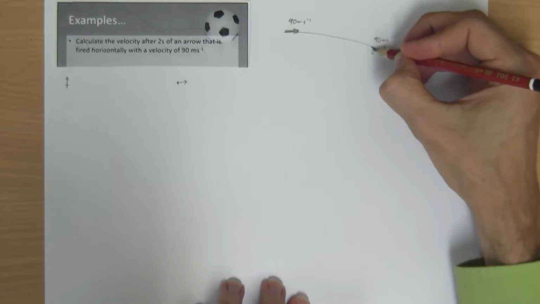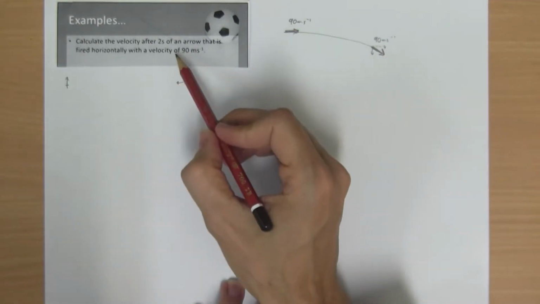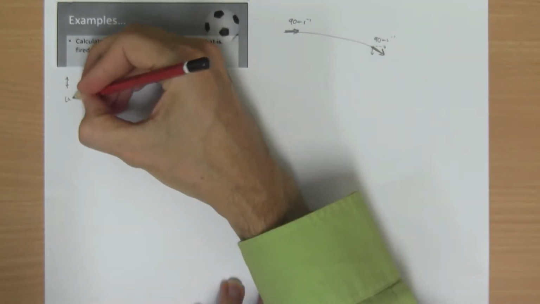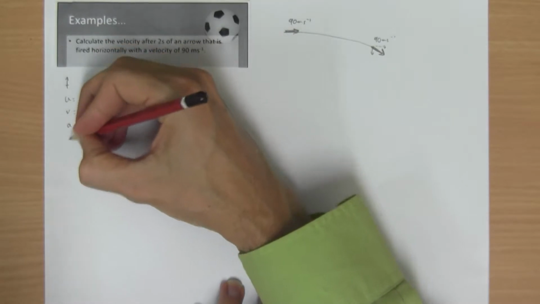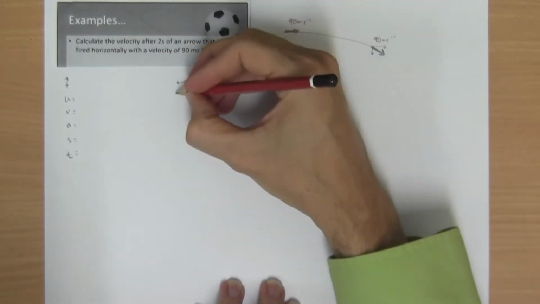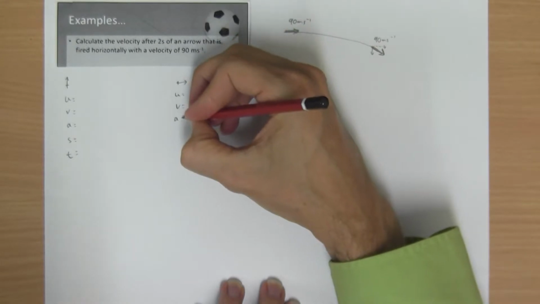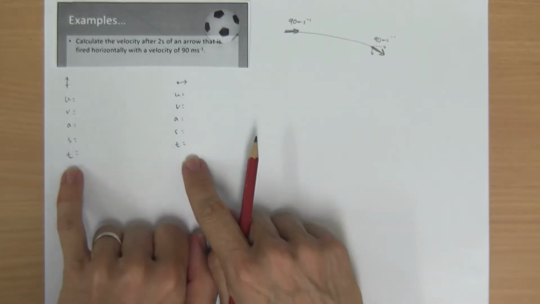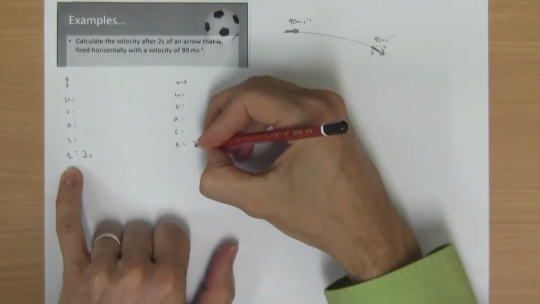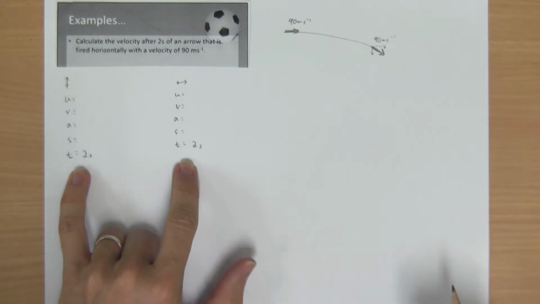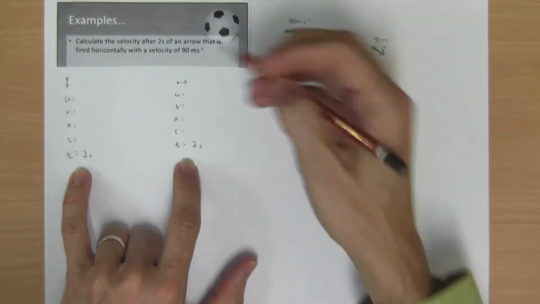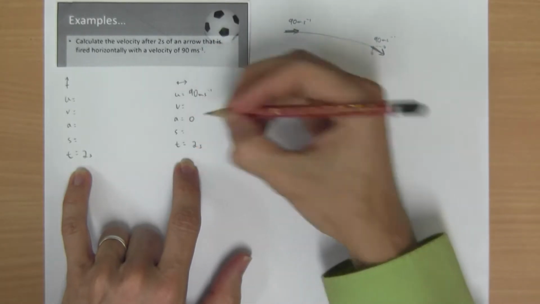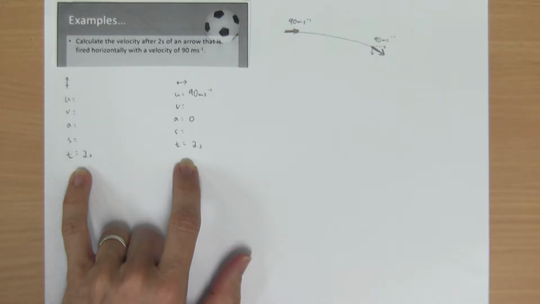But its vertical velocity, it's now been accelerating downwards for 2 seconds under gravity. So, vertically, and horizontally. And the key is the time is the same. It's 2 seconds for both horizontal and vertical. So horizontal, it was 90 meters per second. The acceleration is 0 horizontally because we're ignoring any air resistance.